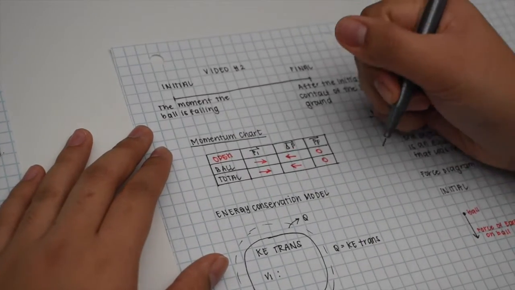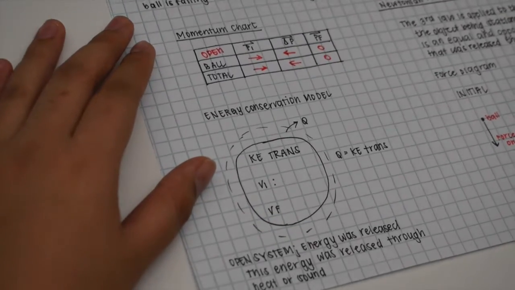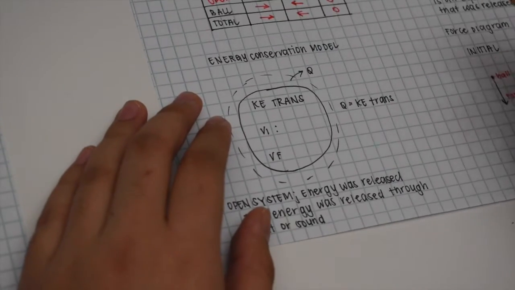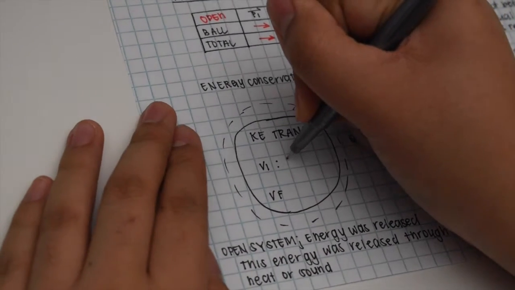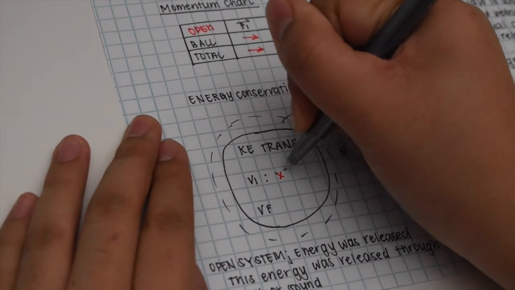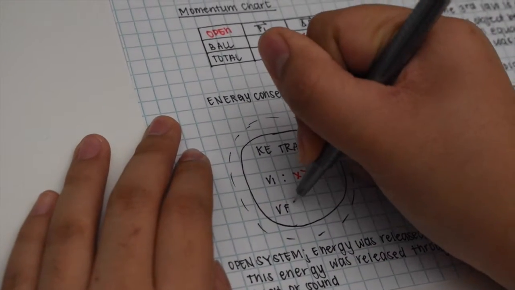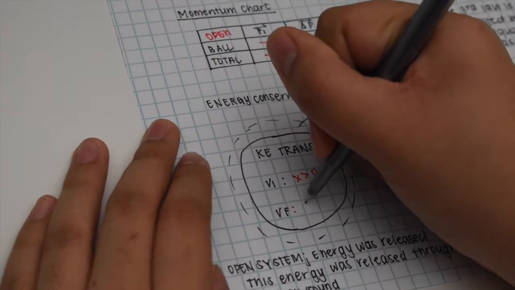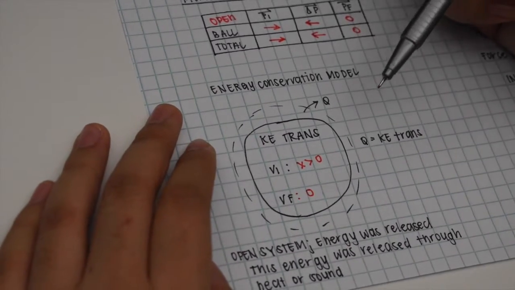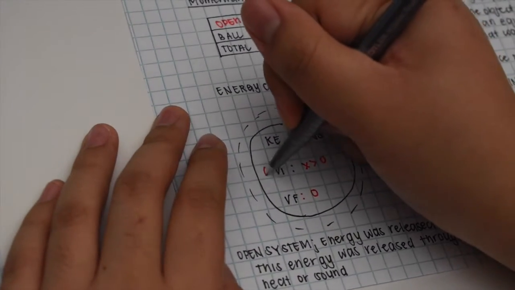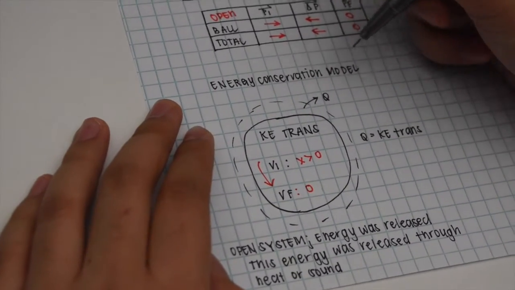This open system can also be seen in an energy conservation model. I use the energy of KE trans because we are dealing with velocity. So the initial velocity in x is greater than 0, and our final velocity will be 0. And this shows that the system is decreasing, causing energy to leave the system.